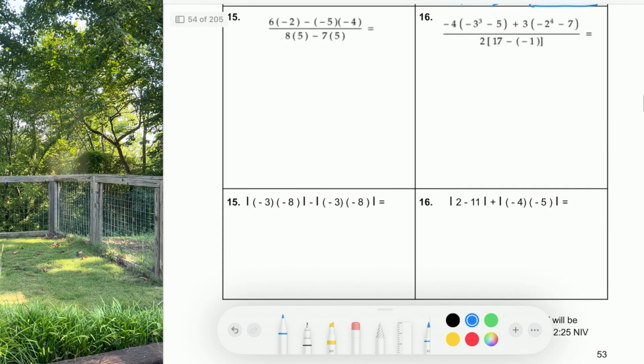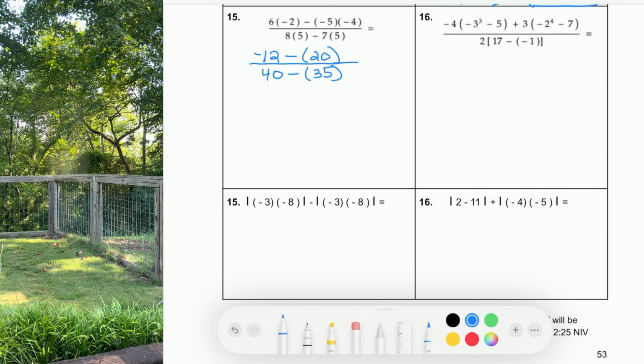Number 15. I have several areas of multiplication in this problem. We're going to go ahead and do those. 6 times negative 2 gives us a negative 12. Negative 5 times negative 4 gives us a positive 20. 8 times 5 is a positive 40. And then 7 times 5 gives us 35.